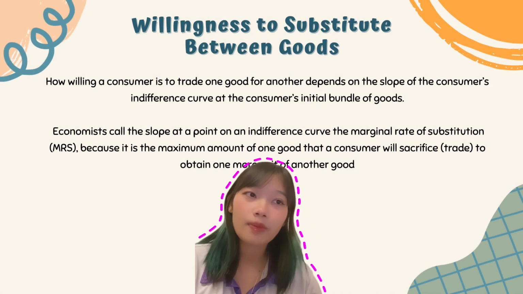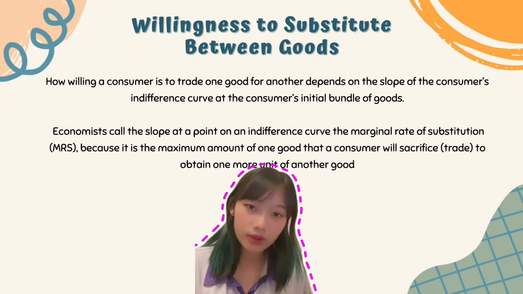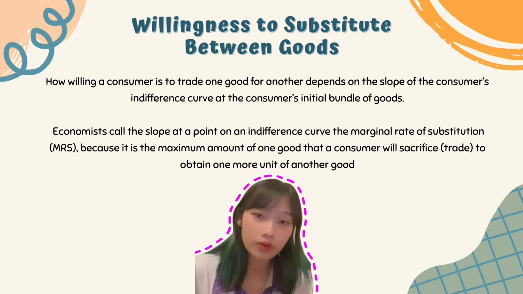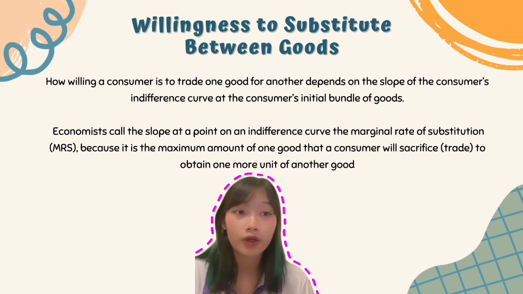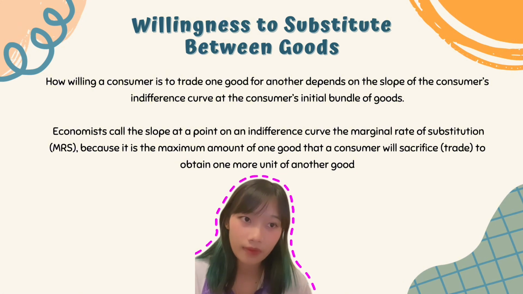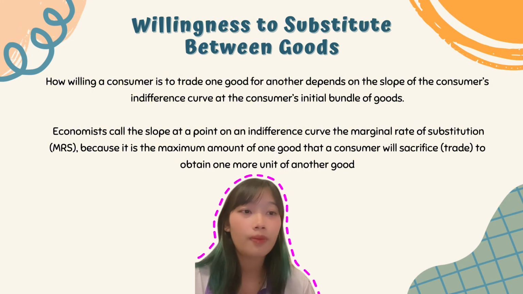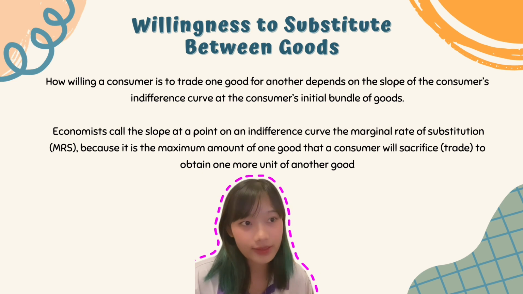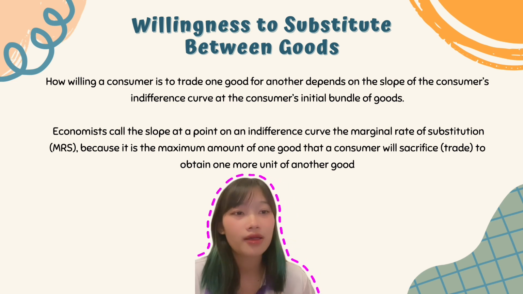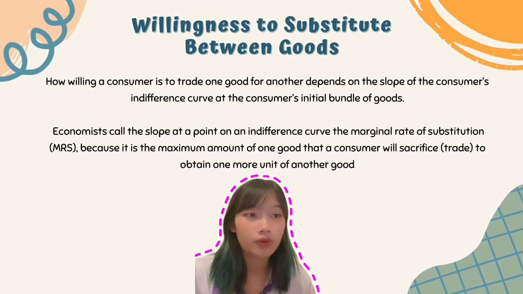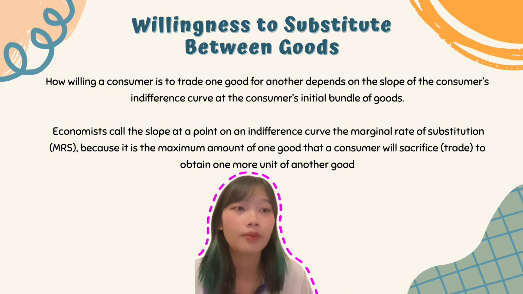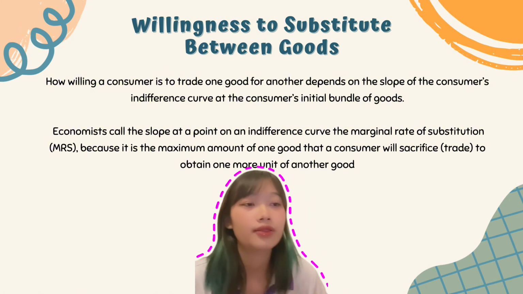And then we will talk about willingness to substitute between goods. How willing a consumer is to trade one good for another good depends on the slope of the consumer's indifference curve. Economists call the slope at a point on the indifference curve the marginal rate of substitution, or MRS, because it is the maximum amount of a good that a consumer will trade to obtain one more unit of another good.